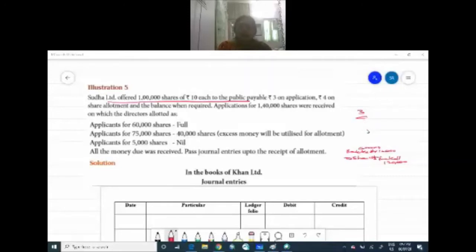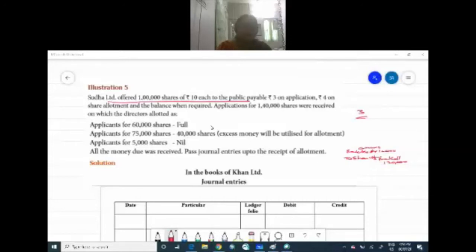So in exercise problem number 5, the last journal entry was not displayed. The last journal entry is bank account debit to share first call and final call. So just note it, because the last part was not recorded. Just make a note of it.